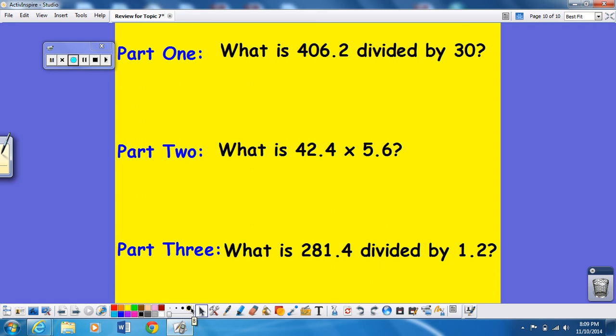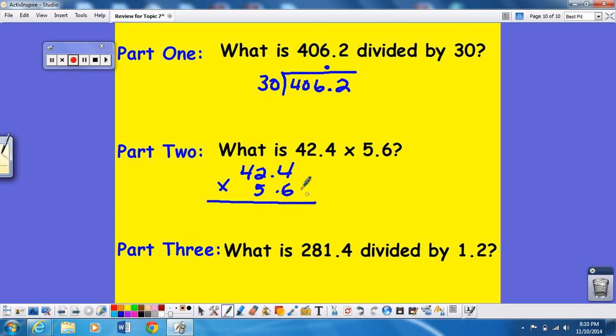What I'd like you to do now is go ahead and pause the video and work each of these problems in each part. So part 1, what is 406 and 2/10 divided by 30? Your paper is going to look like this. 406.2. Do not forget, here's your first step. Part 2, what is 42.4 times 5.6? Forget the decimals, multiply as usual, come back and count the decimals and put them in their answer.